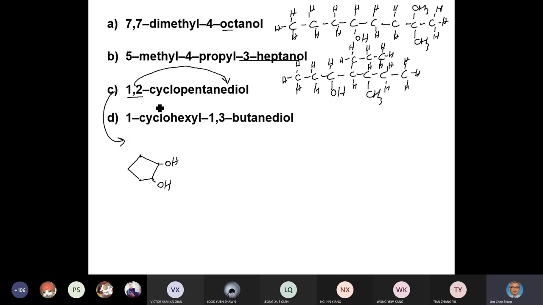Okay, so the name. Cyclopentane diol. Yeah, so this is the chemical structure. And the last one. The one was a cyclohexene. And the rest. Done already, print screen.